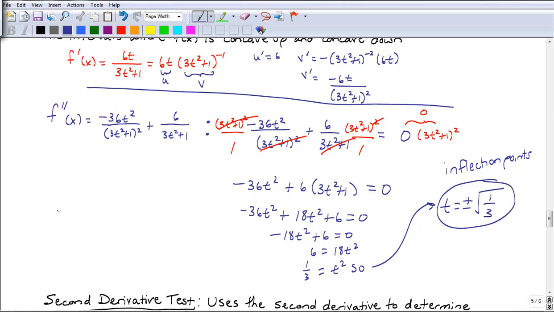So now I take those inflection points and I put them on a number line. The first derivative is right above the number line here. I get negative root 1/3 and root 1/3, little open circles, neither increasing nor decreasing. And I want to test them in the second derivative. So maybe negative 1. Let's see, what is root 1/3?